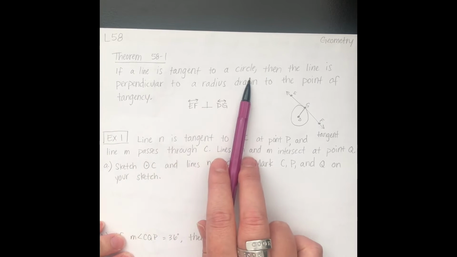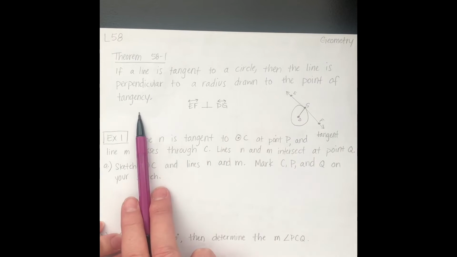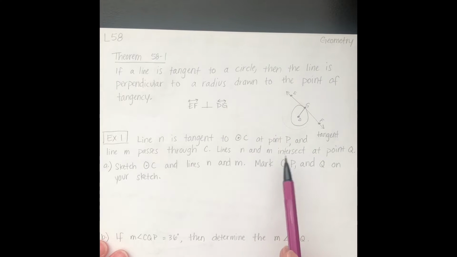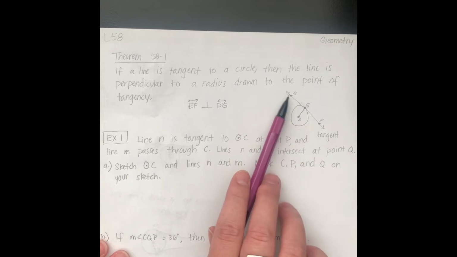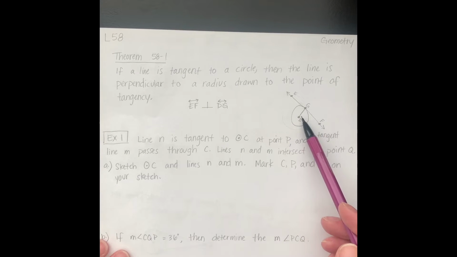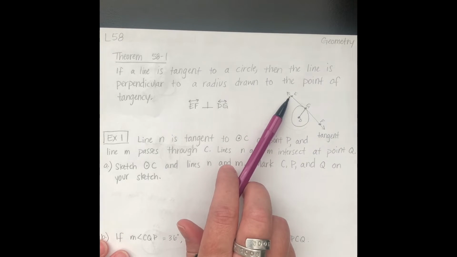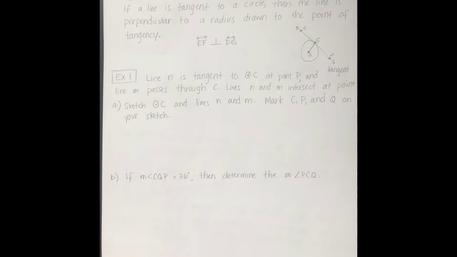It says if a line is tangent to a circle, then the line is perpendicular to a radius drawn to the point of tangency. So if you have a circle and there's a line that is right here at one point on the circle, like this one is on point G, and the line only touches the circle at one point, this line is going to be perpendicular to the radius. So you can say that segment DG is perpendicular to segment EF. And we're going to use that theorem to solve some questions.